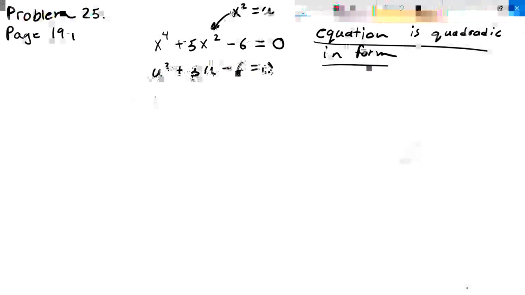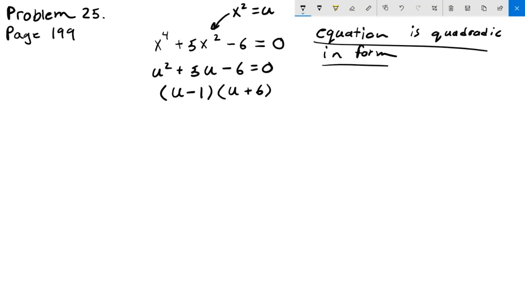So solving this quadratic isn't too hard. We end up with u minus 1 times u plus 6. This is because if you divide negative 6 by negative 1, the factors also add to 5. So solving that, we get u is equal to 1, negative 6.